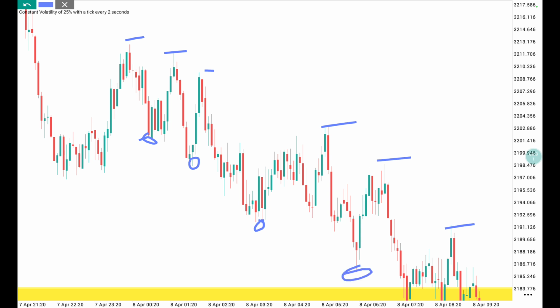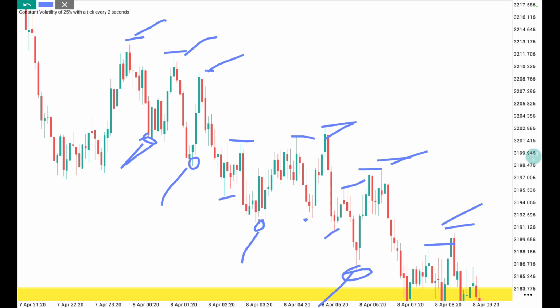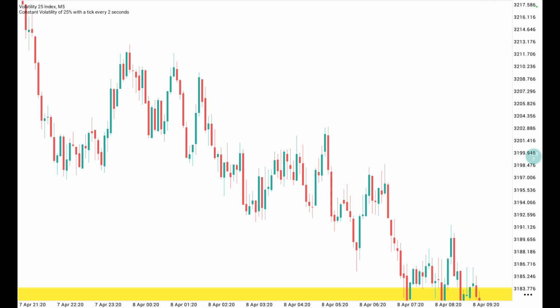Where are the minor highs and minor lows? When I say major, I'm talking about externals: external highs and external lows. Where are the internal structures, the internal highs and internal lows? See one here, one here, one here. These are internal lows. Please bear that in mind: internal lows, external lows.